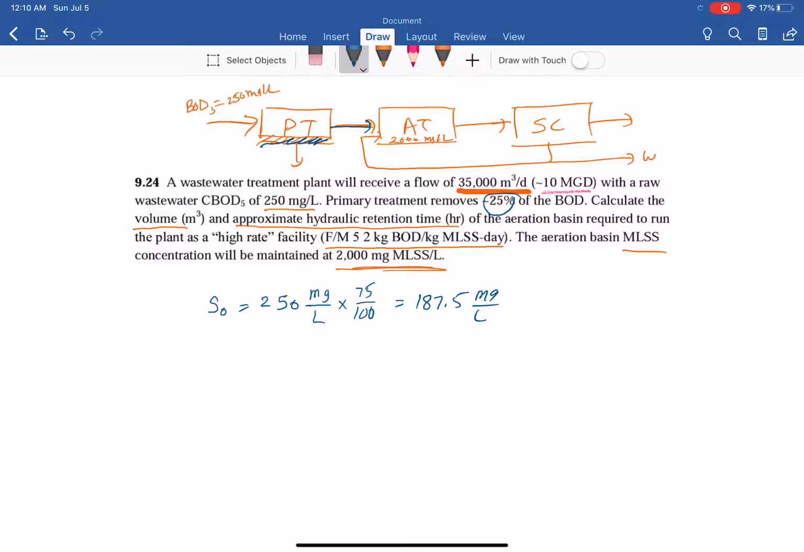Now let's put down the equation of F over M. F over M is equal to Q naught S naught over Vx. So we have S naught. And the flow rate, do we have the flow rate? Yes, 35,000 cubic meters per day. Do we have F over M? Yes, it's 2 kilograms BOD per kilogram MLSS per day. The volume is unknown, and X is whatever is inside the aeration tank, 2,000 milligrams per liter. We have to watch for units.